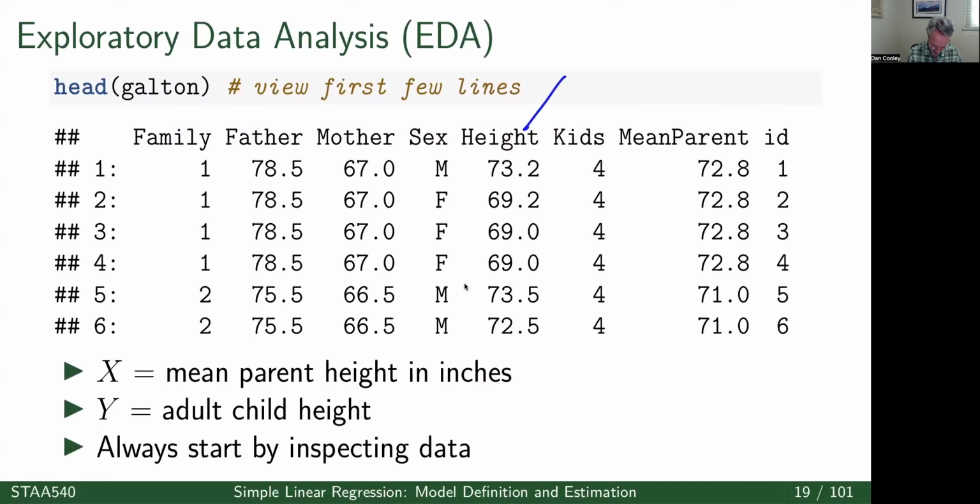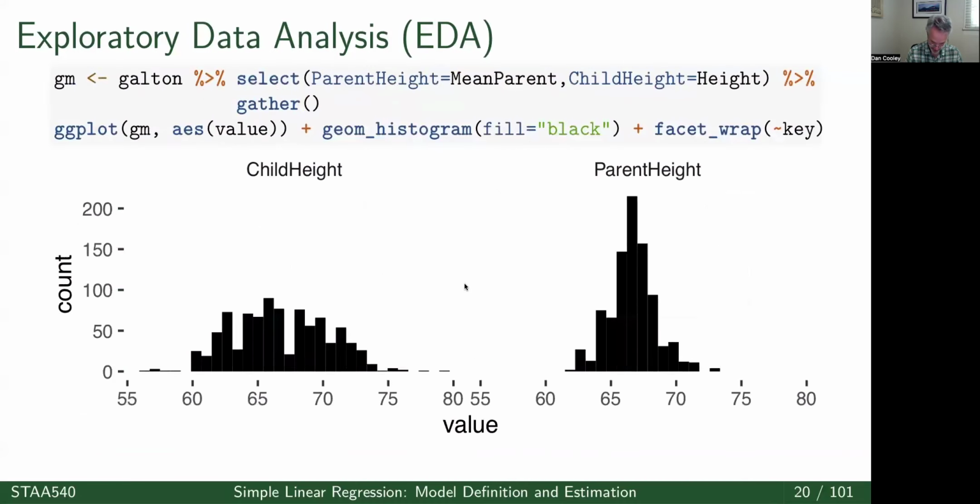So this column here will be children's height. This column here will be father's height and mother's height. We'll take the mean of those two to get mean parent height. And eventually we're going to build a model between these two.